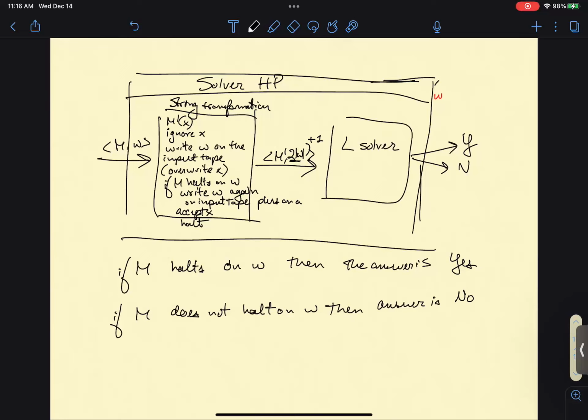So the idea here was, you don't even need W, right? You just need W to check if M halts on W. So you could just write nothing before, and then if it does halt on W, write an A, right? And then instead of 2 times the length of W, you can just put 1. Right, very good. Excellent.